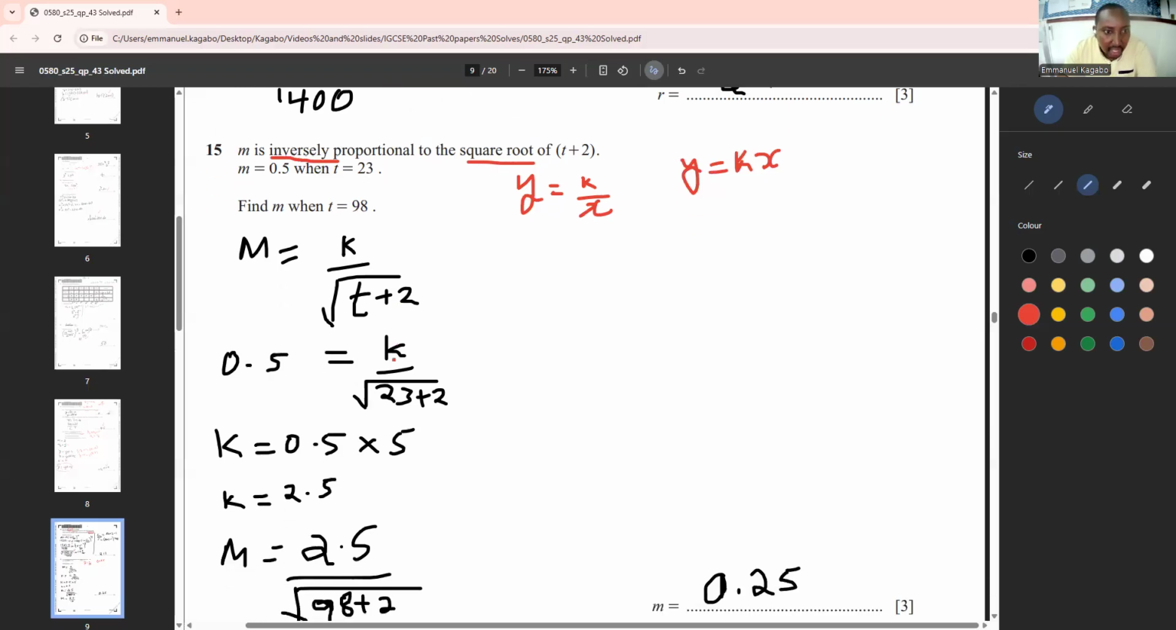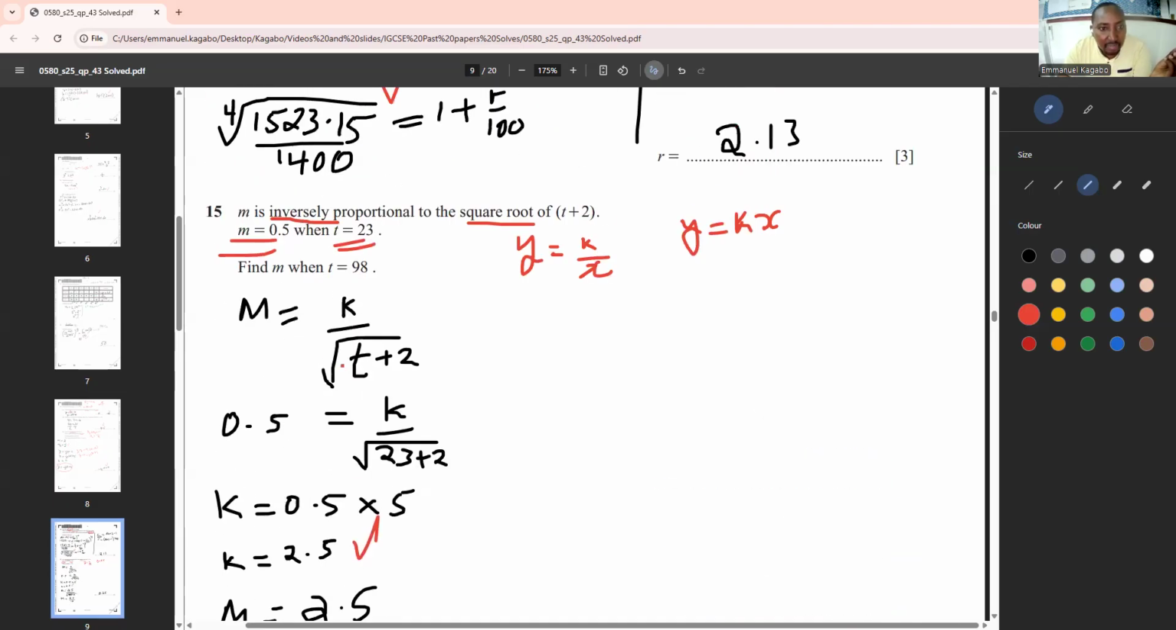You see, this is just a hint, because they're inversely proportional. Now, after writing this, the next thing is to find the value of K. To get it, you use this. These values are given for a reason, guys. M is 0.5 and T is 23. So I'm going to have 0.5 equals K over the square root of 23 plus 2. This is 25, and the square root of 25 is 5. So I'll get 0.5 equals K over 5. Cross multiply, K will be equal to that. Now, they said find the value of M when T is that.